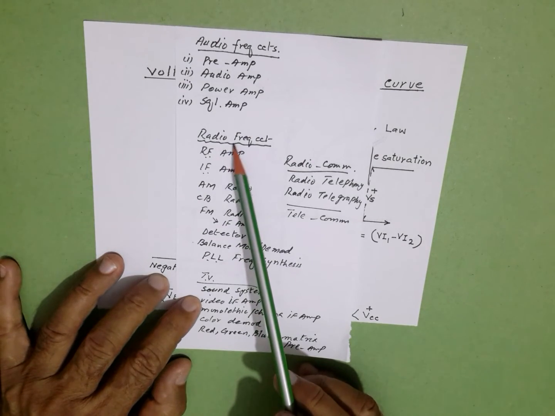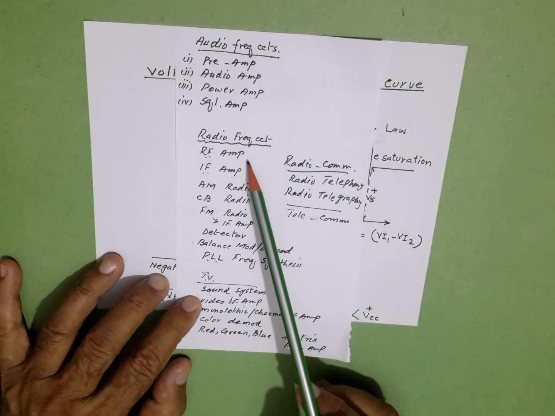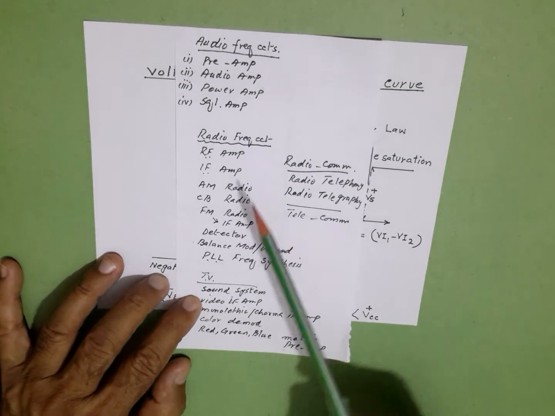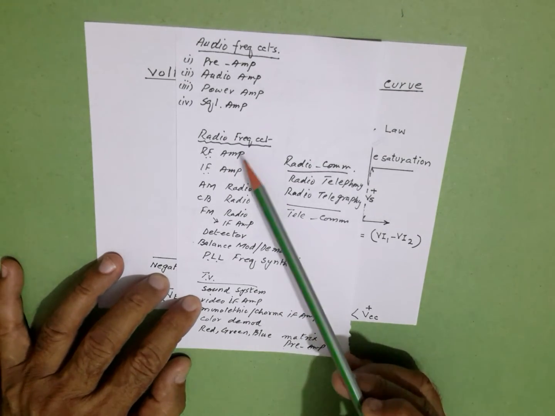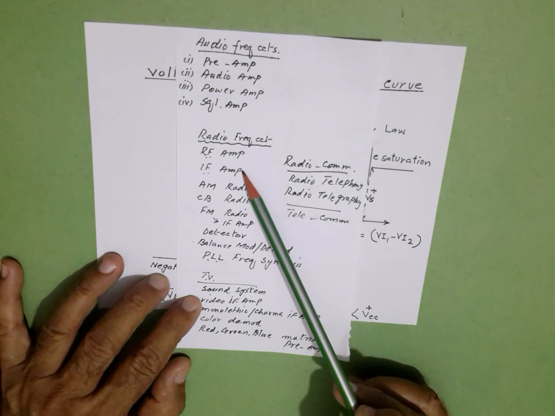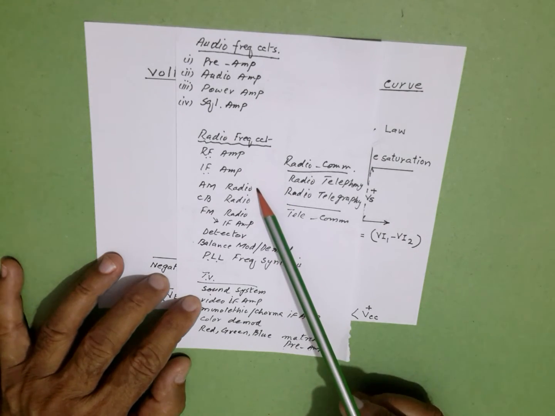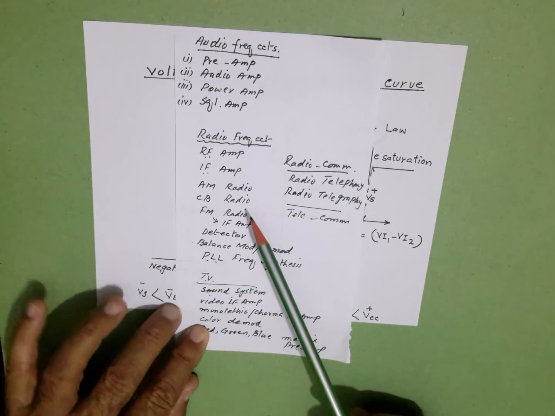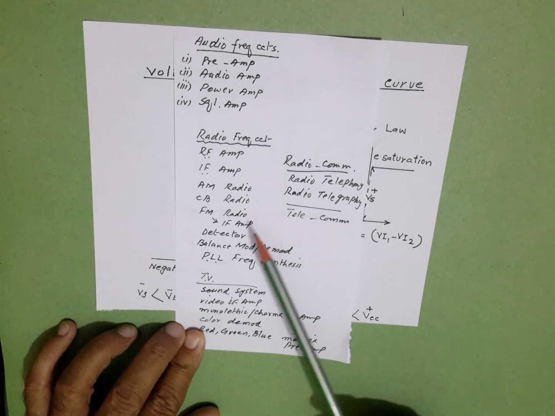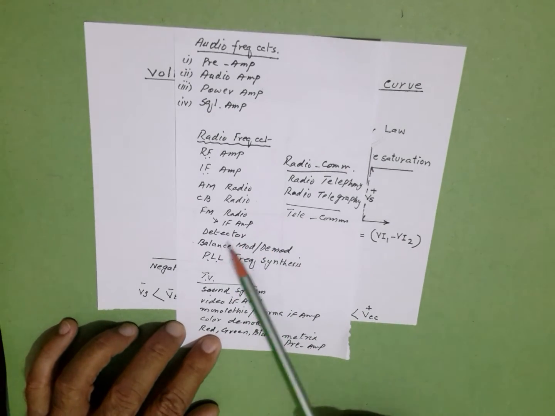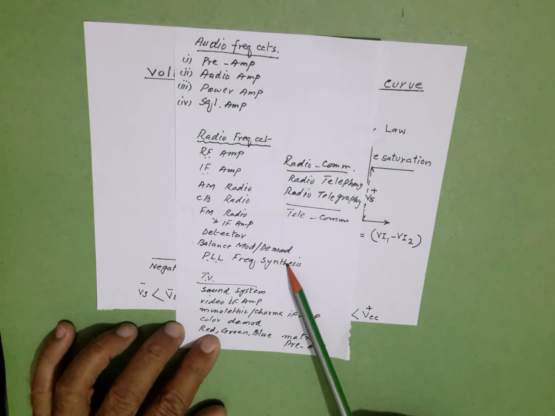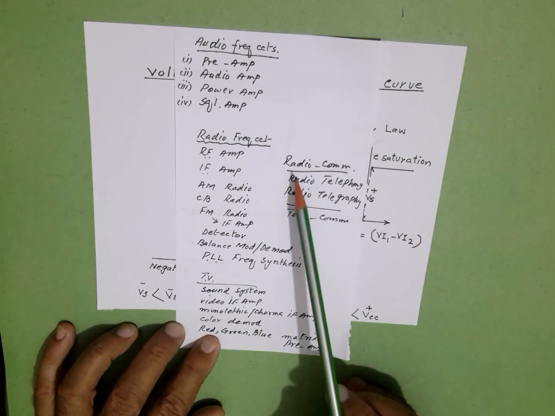And if you are using this operational amplifier in radio frequency circuits as the RF amplifier, as IF amplifier, AM radio broadcast, citizen band radio broadcast, FM radio, in FM radio as IF amplifier, detector, balance modulator or demodulator. PLL is a phase lock loop, frequency synthesis.